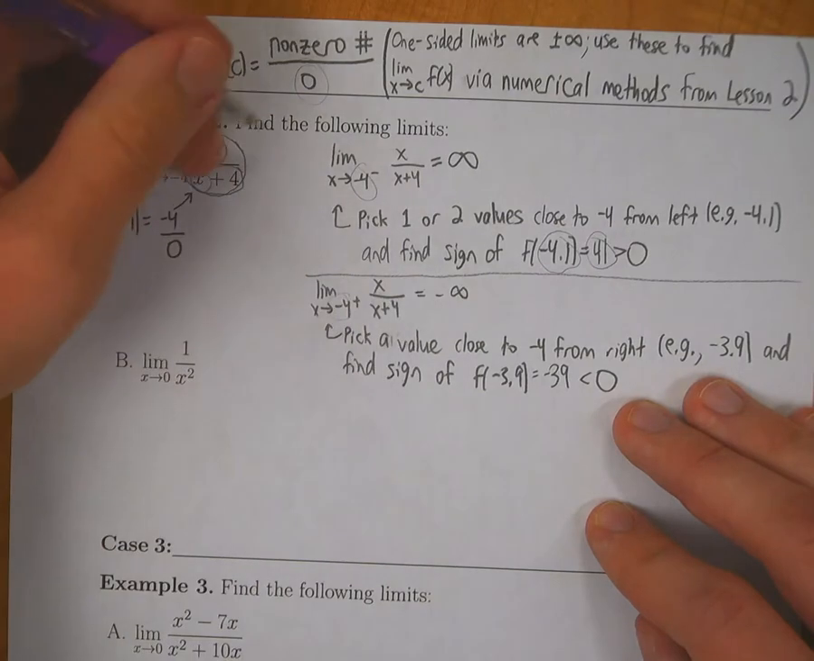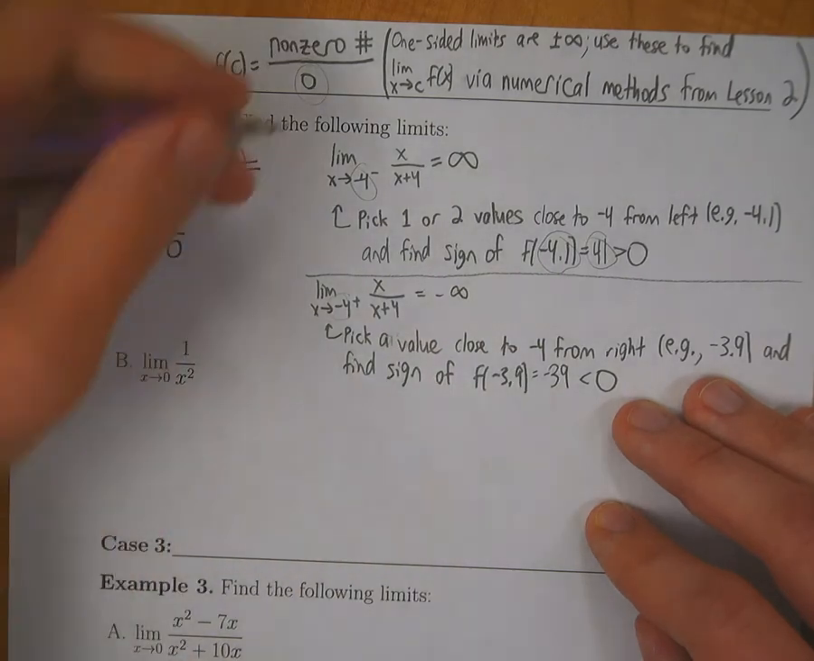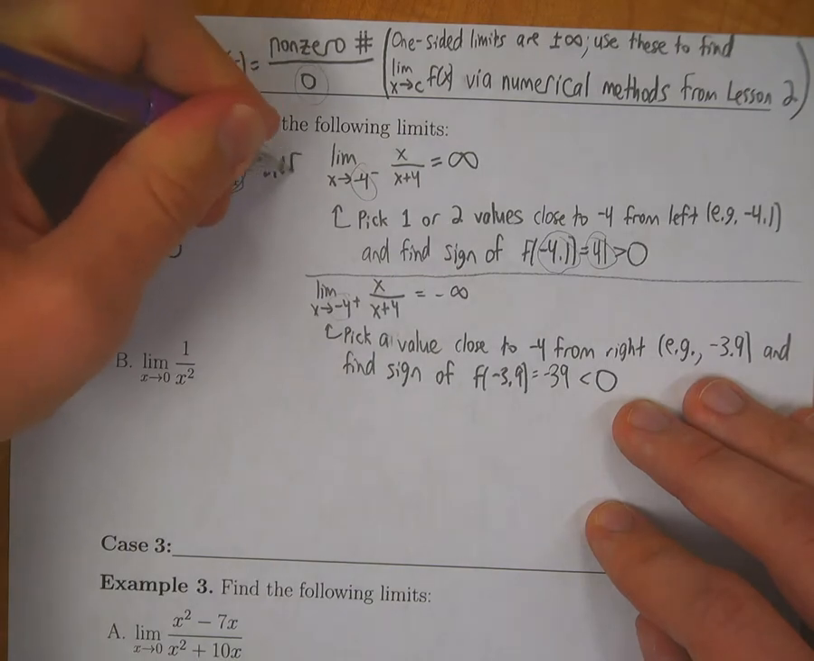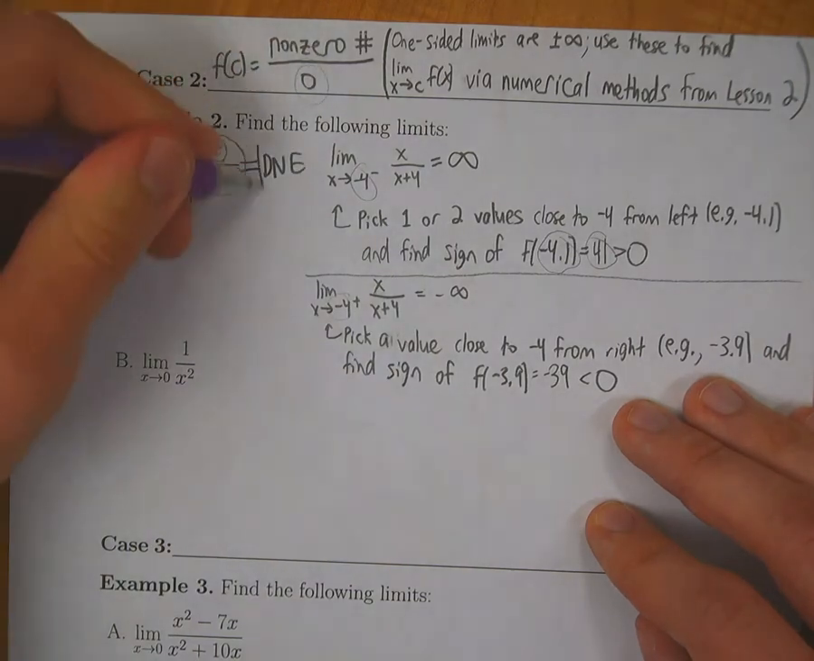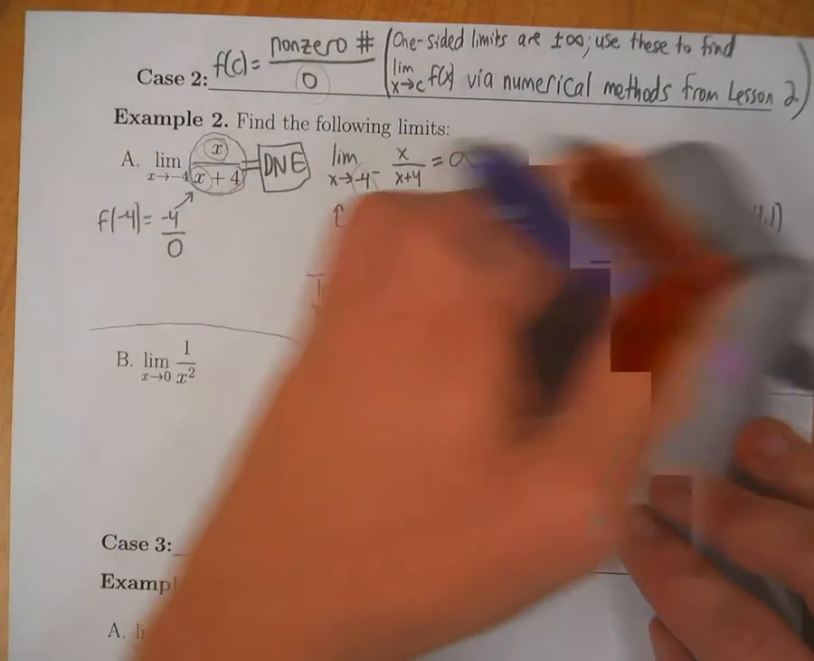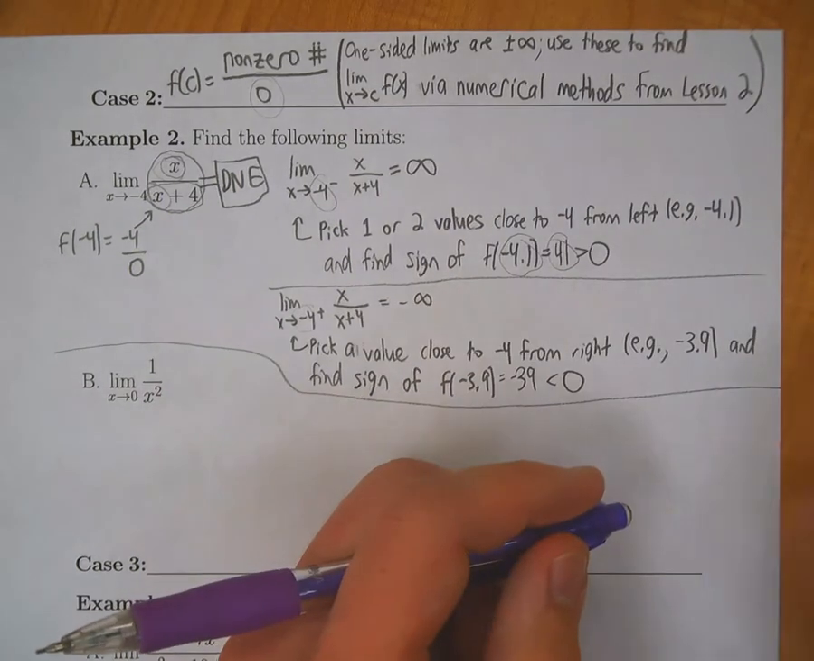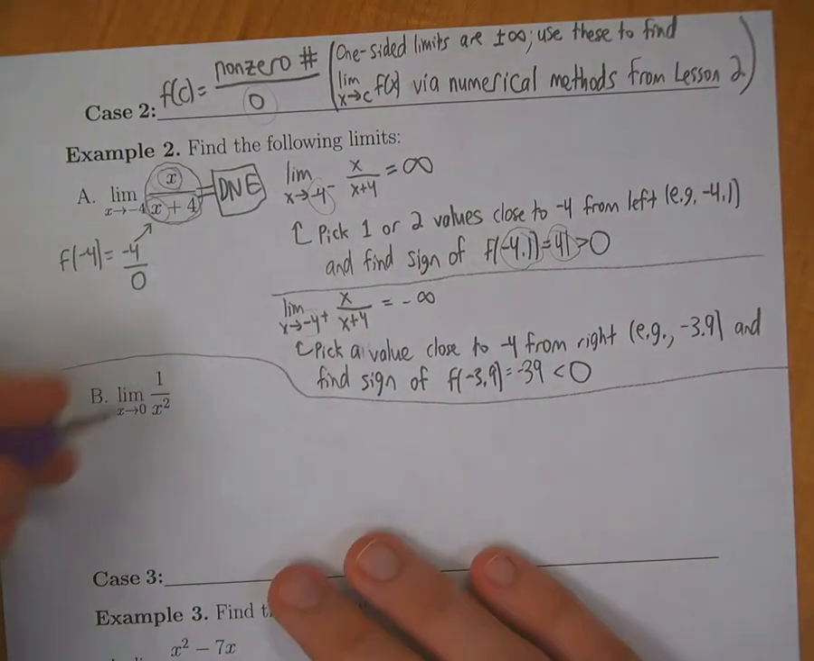But wait a minute. These two are not the same, are they? So what should that tell you about the general two-sided limit here? What's that? Right, it doesn't exist. Good. And abbreviate as DNE. Okay. So that's part A.